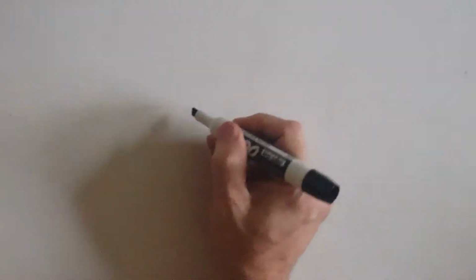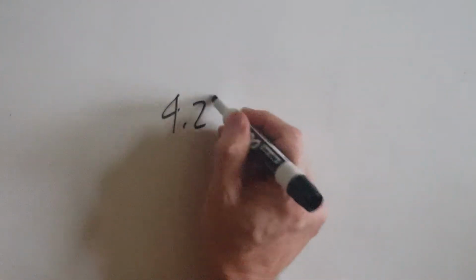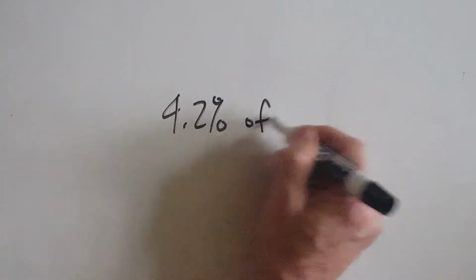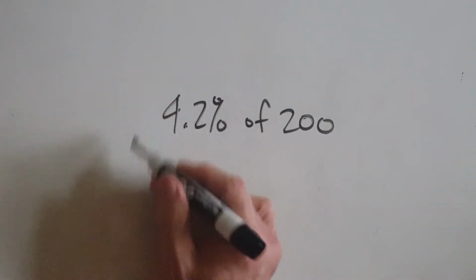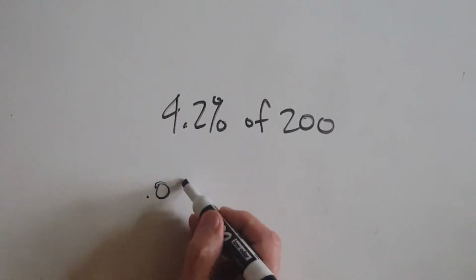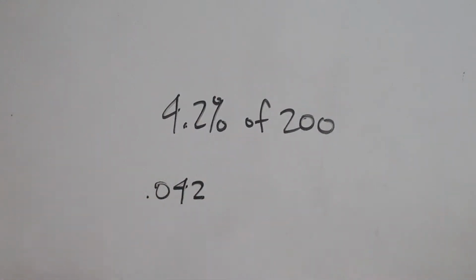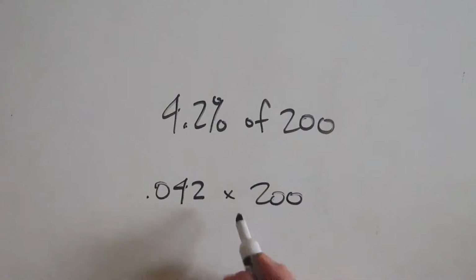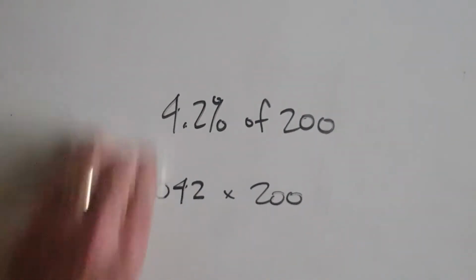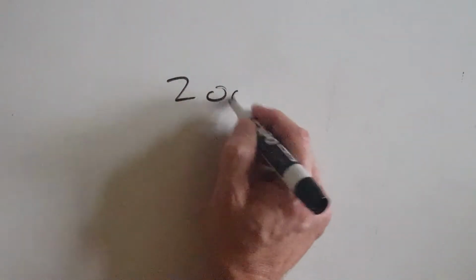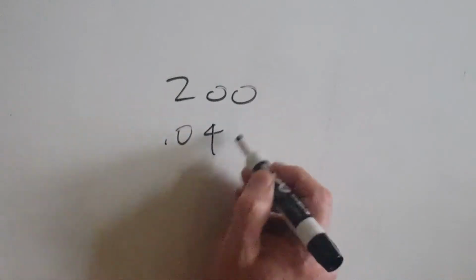That is how you do it, and the same thing applies if you've got something that's not quite so even. If we were saying 4.2% of 200, we just do the same thing. We take this decimal place and we move it 2 to the left. So we end up with 0.042 times 200, right? And so we can do that long ways, 200 times 0.042.